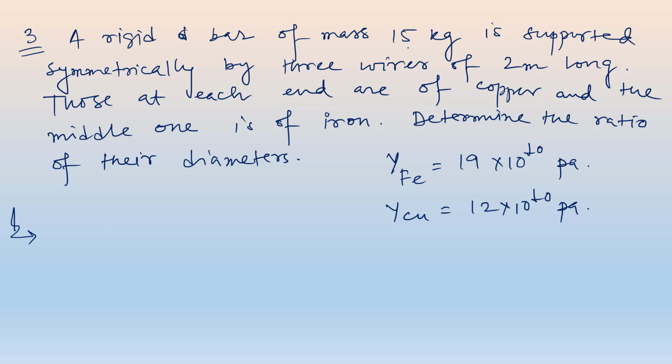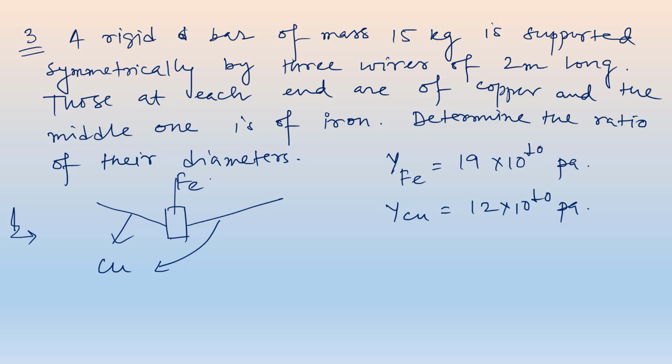A rigid bar of mass 15 kg is supported symmetrically by three wires. Suppose this is the rigid bar, and it is supported by three wires of 2 meter long. That means at each end are copper wires, and the middle one is of iron wire, right? Determine the ratio of the diameters.